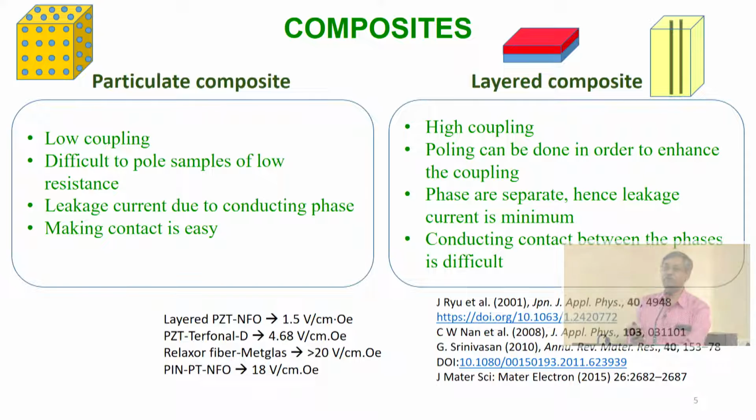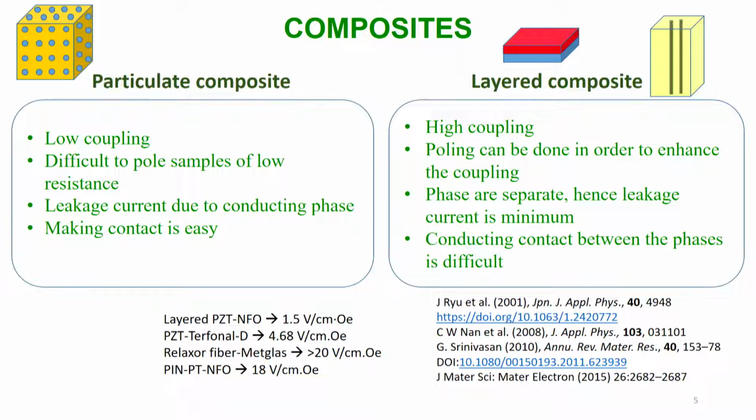So, this is the important point which you should know. These particulate composites have low coupling, but because of the particles, they are very easy to prepare, and making contact is also very easy. So, from the device point of view, this is going to be very helpful. But the problem is that it is going to have a large leakage current and large loss. Okay, so this is the reason we are shifting from the particulate composite to the layered composite.